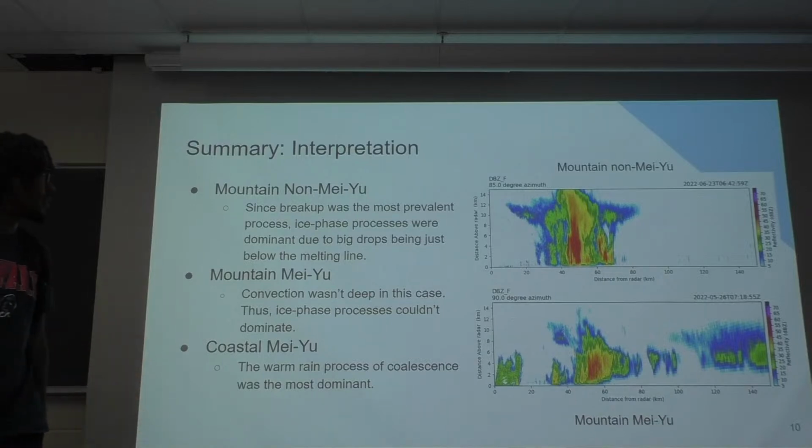And looking at the mountain non-Mayu case, since breakup was the most prevalent process, we figured that the ice phase processes were much more dominant than the warm rain processes. And for mountain Mayu, the convection wasn't nearly as deep, so the ice phase processes couldn't dominate. And for the coastal Mayu case, which was expected, the warm rain process of coalescence was the most dominant.